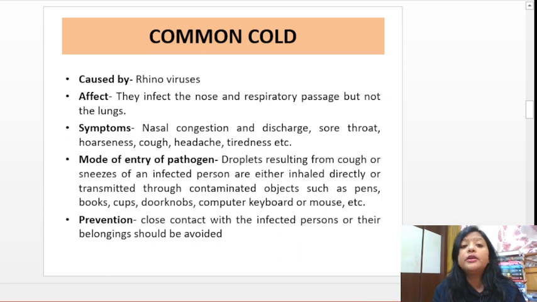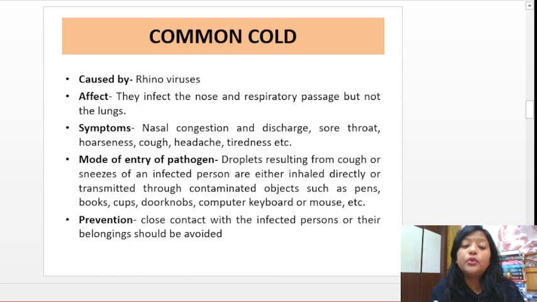Now, common cold. Common cold is caused by rhinoviruses. And what do these viruses do? They will infect the nose and the respiratory tract of the human. They will not do anything to the lungs, but the passage. They will infect the nose and the passage by which we breathe, by which the air moves in and out of our body.